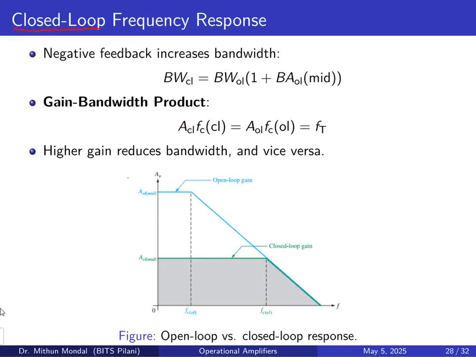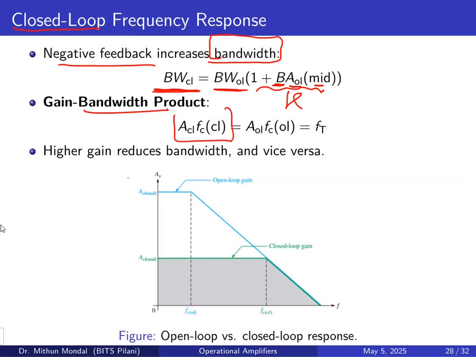Now let us see the closed loop frequency response. Negative feedback will increase the bandwidth, because the bandwidth under closed loop condition is a scaling factor K multiplied with the bandwidth under open loop condition, which is 1 plus the attenuation factor B times the open loop gain in the mid frequency range. The gain bandwidth product for the closed loop and the open loop is equal, which is equal to FT. So higher gain will reduce the bandwidth and vice versa.